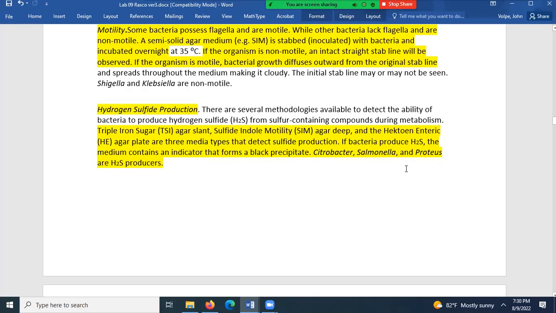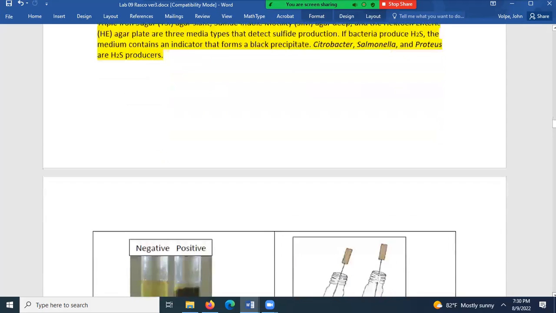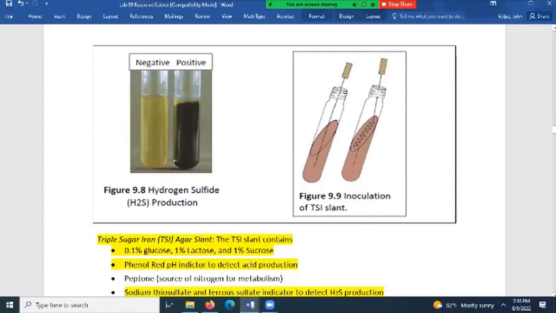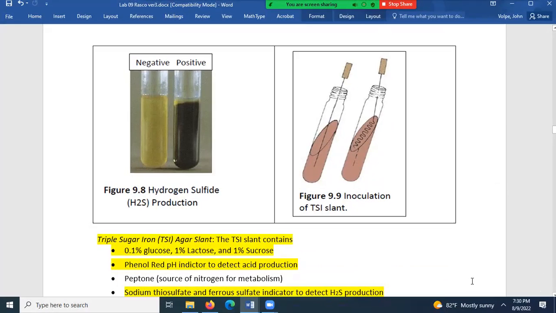Citrobacter, Salmonella, and Proteus all produce hydrogen sulfide. So here, what is this? This looks like a SIM tube. And we stab inoculated it. And this is turning black. So this would be hydrogen sulfide positive. This would be hydrogen sulfide negative.